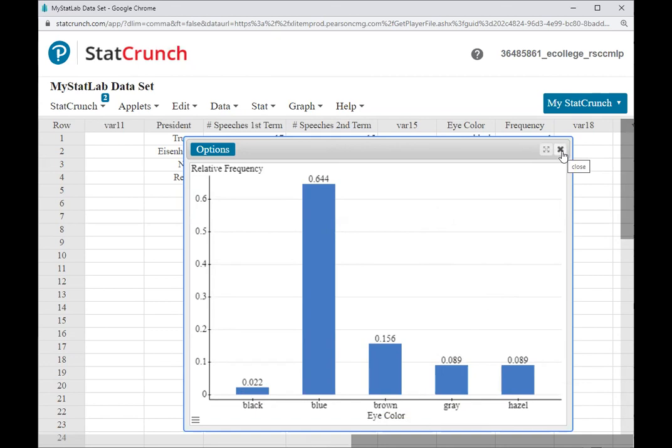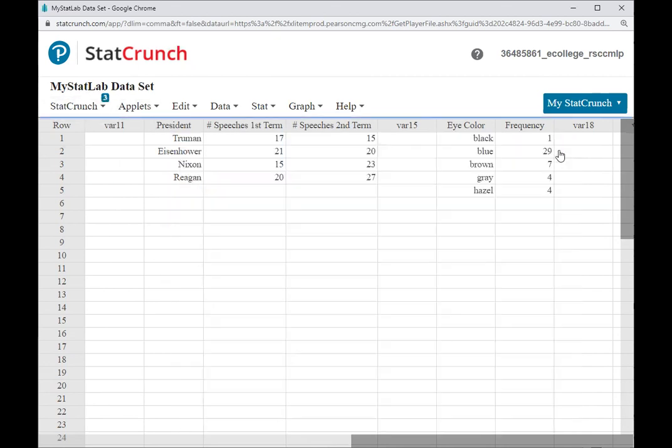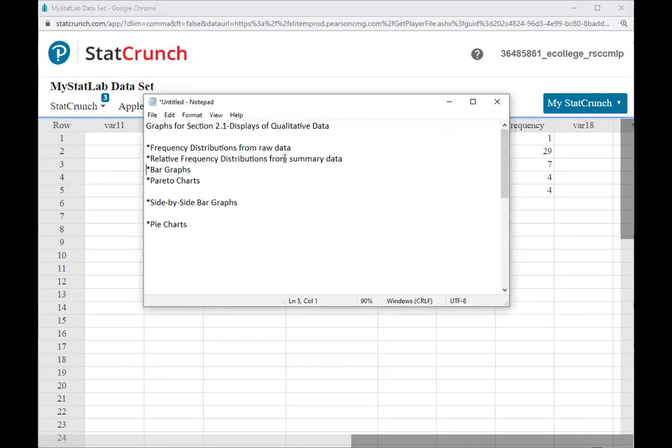If you have data, it is actually quite easier to work with, but you still can get those numbers if you are starting off with a summary. All right, so let's see. We talked about frequency distributions from raw data and relative frequency distributions. So I'm going to put an asterisk to act as a check mark. Relative frequency distributions with summary data. So if we have that summary data, we can still get a relative frequency distribution.